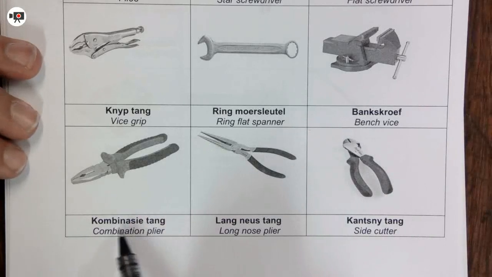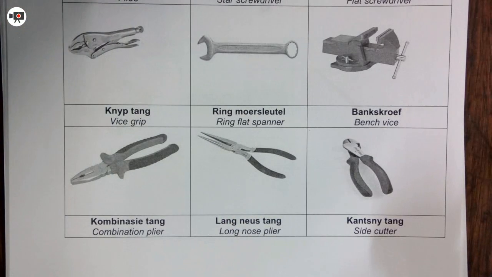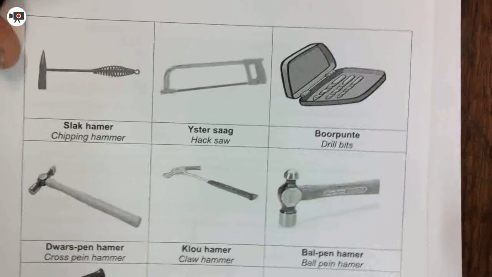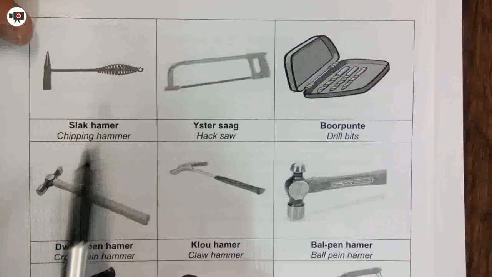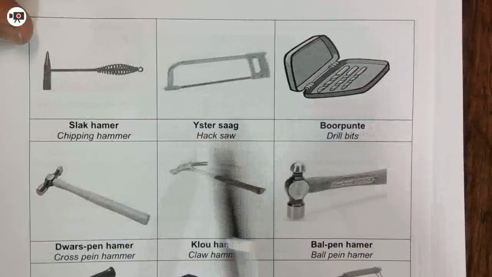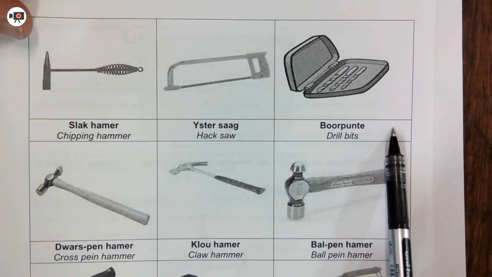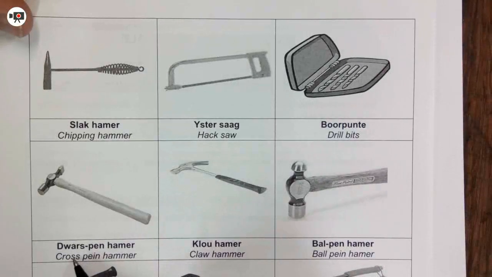Number 7, we have a combination plier. Number 8, a long nose plier. Number 9, the side cutter. Then on page 12, on top we have a chipping hammer. Then we have a hacksaw. Then we have drill bits. Then we have a cross peen hammer.